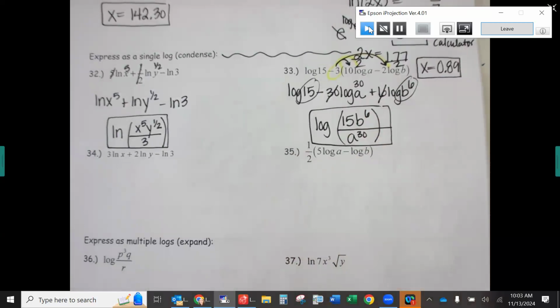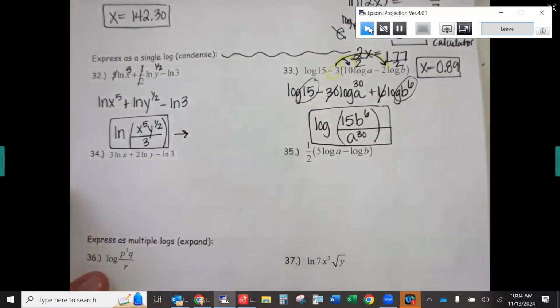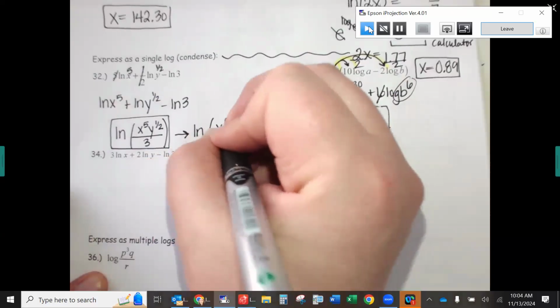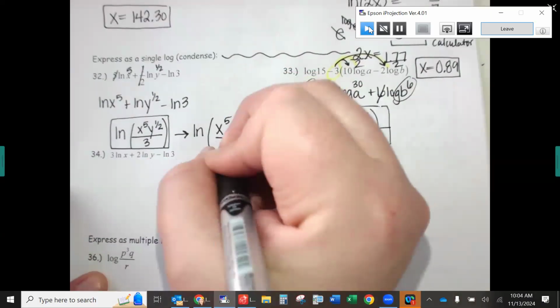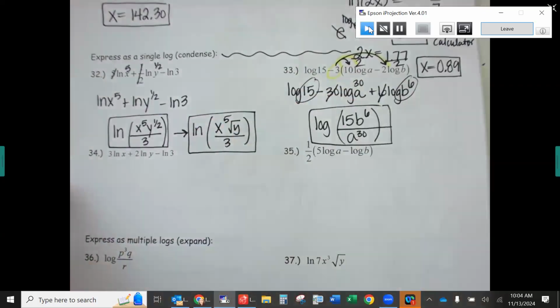Now, I'm actually noticing that I didn't quite finish 32. What is a 1/2 power the same as? Square root. So really, this part of your test is multiple choice. So the correct answer out of the choices would be root y, like that. Okay. The whole test isn't multiple choice, but the part where you're expanding and condensing logs, that part is. Okay, so that's how you condense logs.